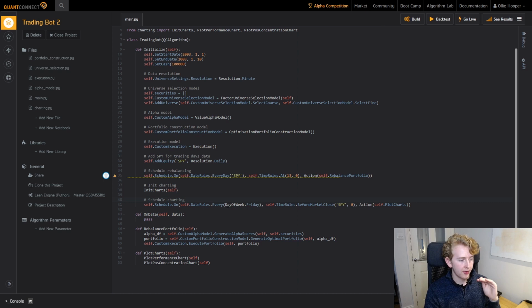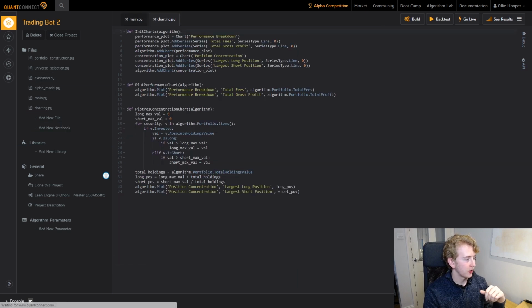So we're going to plot this every... So this is using their date rules and their time rules again. So this was when we were looking at using the... you can see here when we schedule our rebalancing, we're doing it every day, every trading day, and at 1 o'clock. Here we're doing it every Friday, and we're doing it at market close for the US. And we do our plot charts function, which is down here, where we just call two charts.